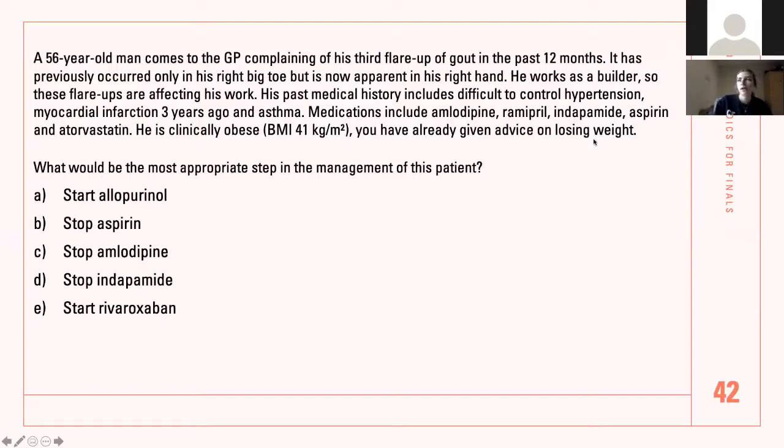So in this patient, the correct answer is D. So you'd stop indapamide, which is a thiazide diuretic. These drugs are typically known to precipitate acute attacks of gout, and so you should avoid prescribing them in patients with a history of gout. So it'd be most appropriate to stop indapamide and start a different antihypertensive agent. Hypertension is also a risk factor for gout flare-ups, so it's important that you maintain good control of his blood pressure.